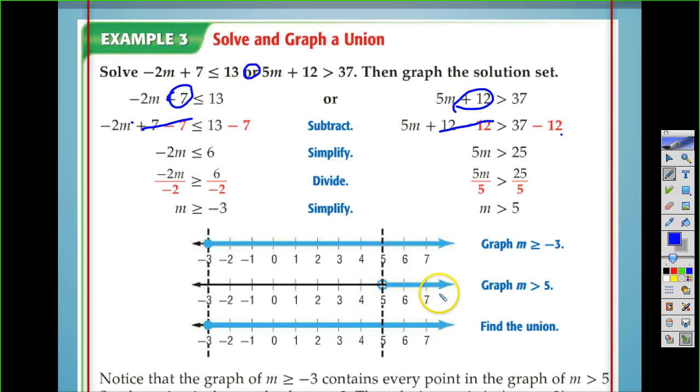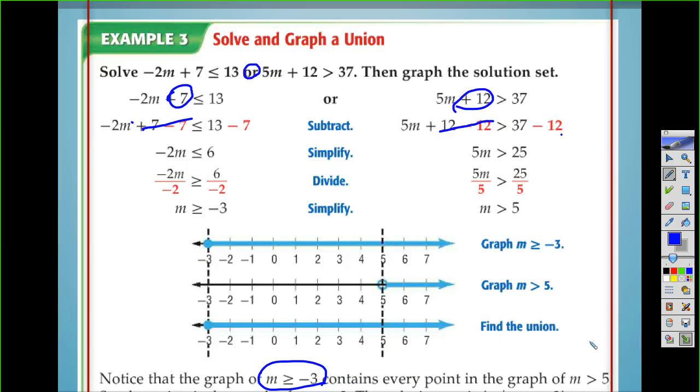Now, in this case, because the first graph will include the second graph anyway, that means your answer is not going to be m is greater or equal to -3 or m is greater than 5. Because if m is greater than 5, it actually is included in m is greater or equal to -3. So your answer will be actually just m is greater or equal to -3.